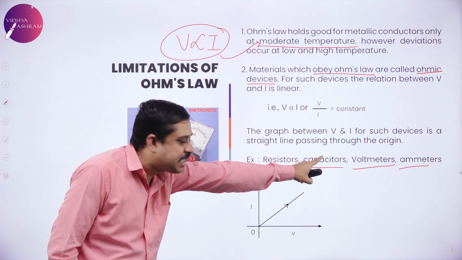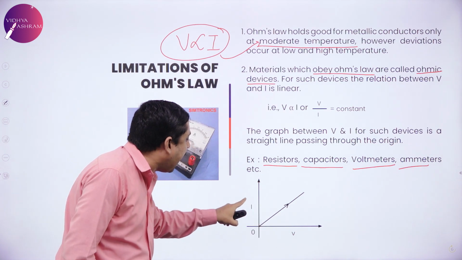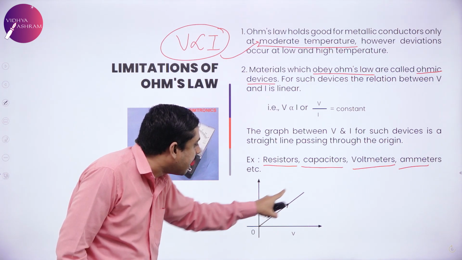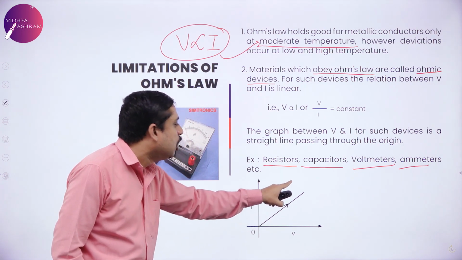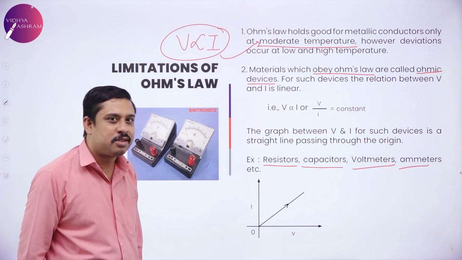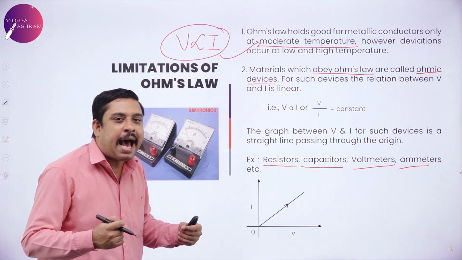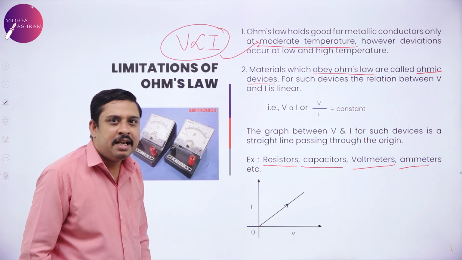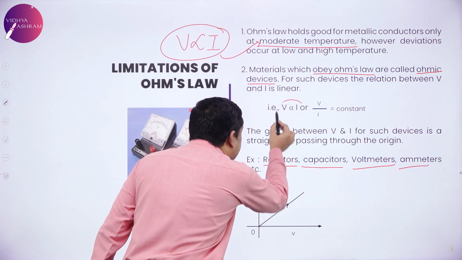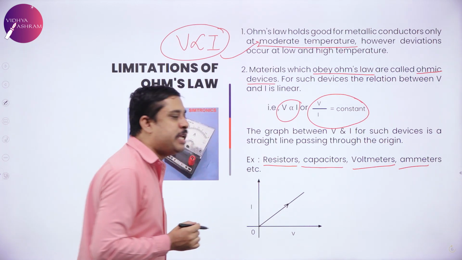For any such device, the VI characteristic is a straight line passing through the origin. Very important. If any device has to be called an ohmic device, if something has to obey Ohm's law, V is directly proportional to I, or V by I has to be a constant.